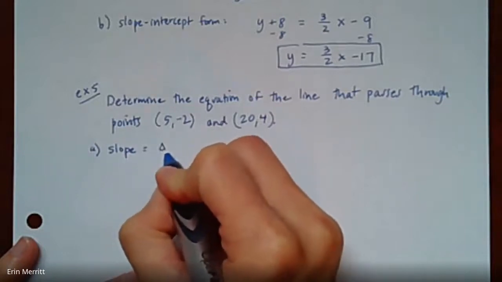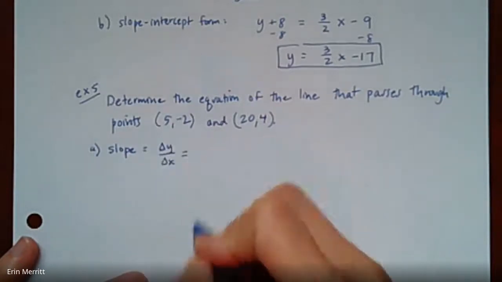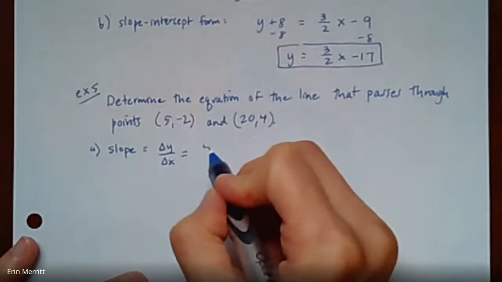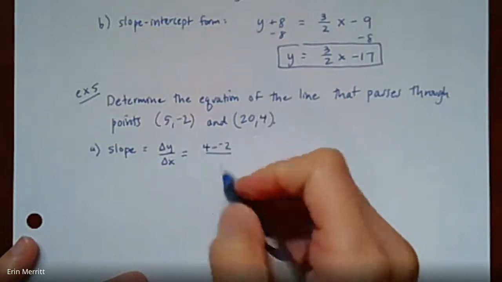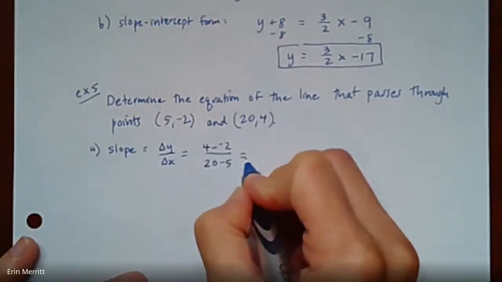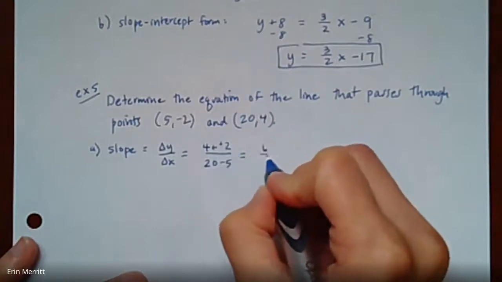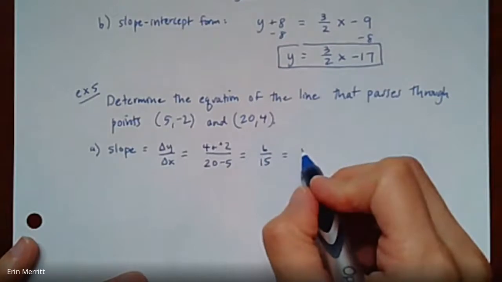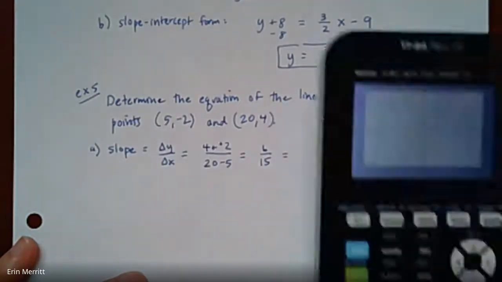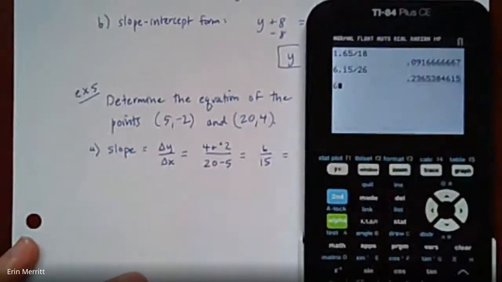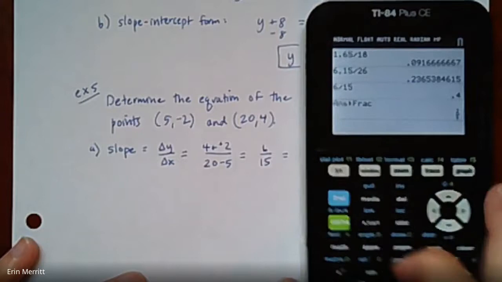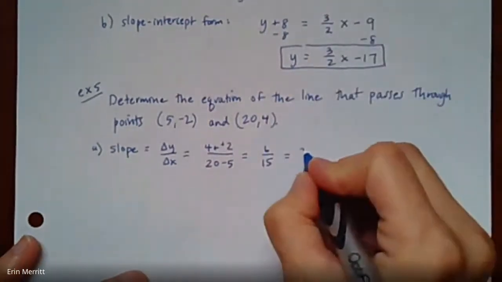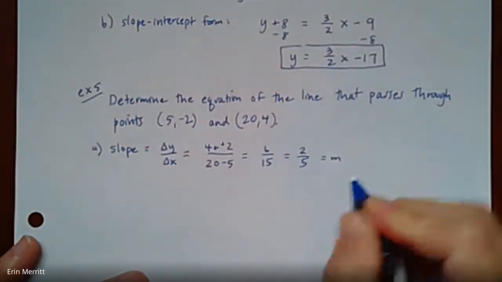So slope, change in y over change in x. 4 minus negative 2, and then over 20 minus 5. That flips, so we get 6 over 15, and that'll reduce nicely. And if you're not sure how to reduce it, grab your calculator. Don't forget, you guys, that you have stuff like 6 divided by 15, and then you can math frac it. Because I'd rather see 2/5 than 0.4 as your slope here. All right, so here's our slope value.